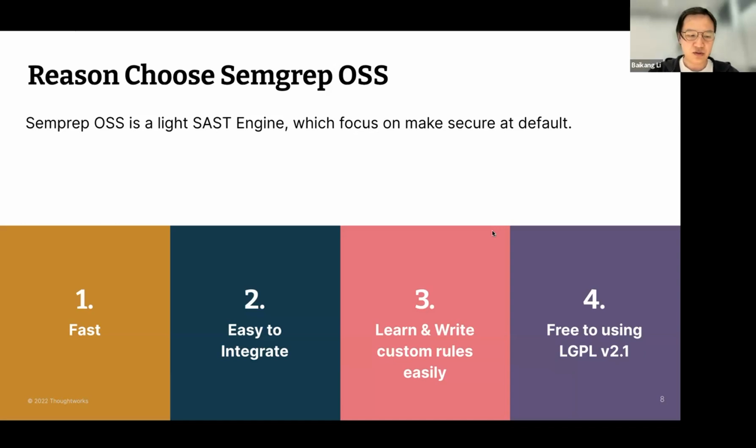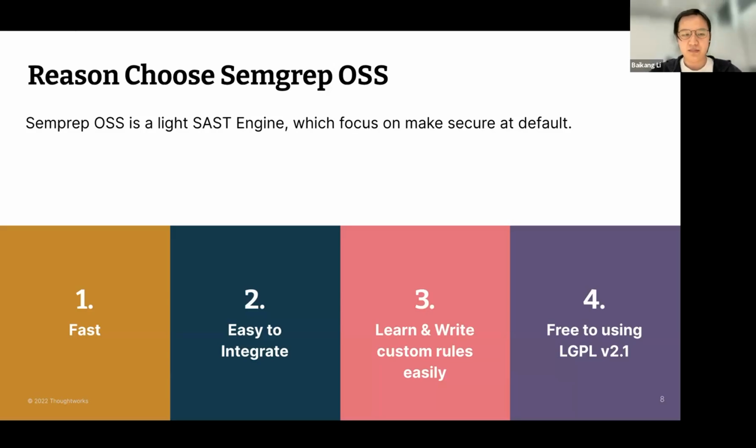The last point I think is important for companies. Because Semgrep uses the LGPL version 2.1, it means it is free to use in a commercial program, the programs we are making value from. That is for the Semgrep OSS engine. For the other engines, like the Pro engine, you absolutely need to buy it first.